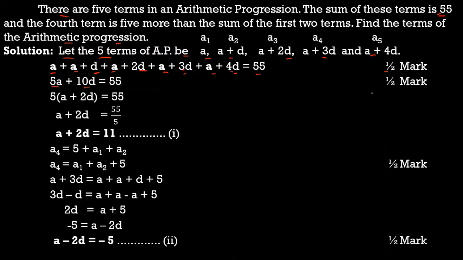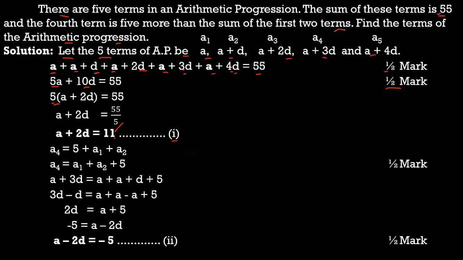Take 5 as a common, 5 into bracket A plus 2D. Now writing 5 this side, 55 divided by 5 is 11. A plus 2D is equals to 11 is the first equation. Now coming to the second condition. Fourth term is 5 more than the sum of the first two terms.